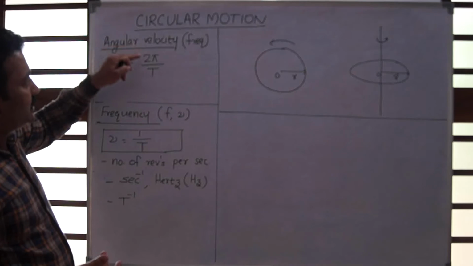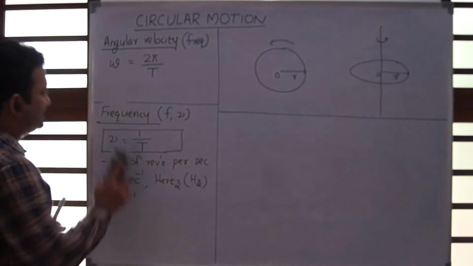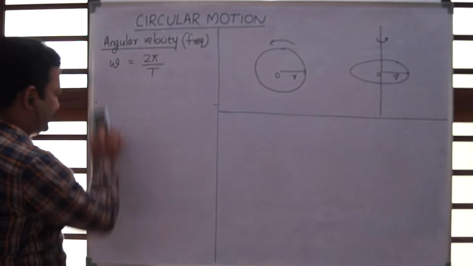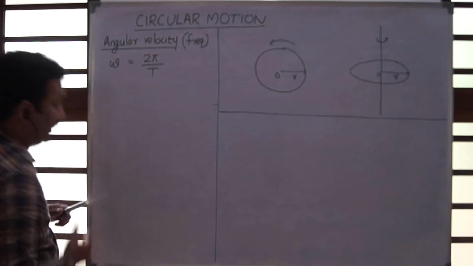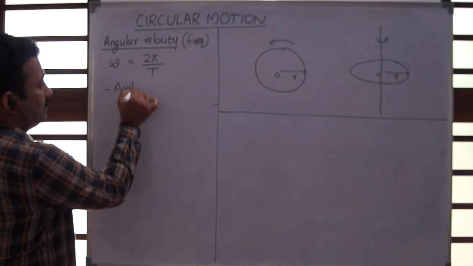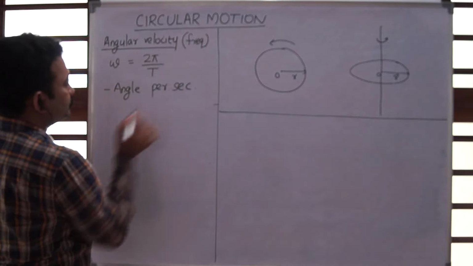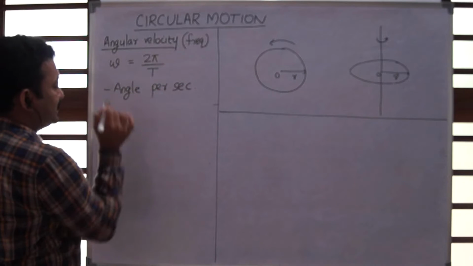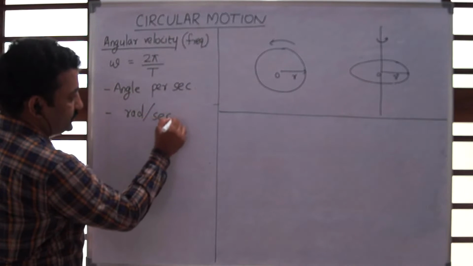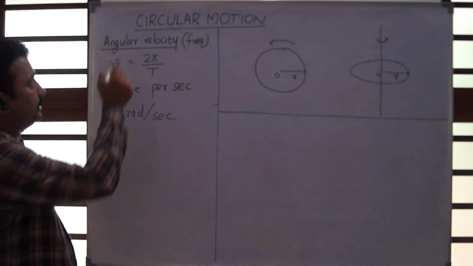Angular frequency is the angle covered in 1 second, that is the angular displacement per unit time. Angular displacement or angle covered by the particle per second. The unit will be, as angle is represented in radians, radian per second. That is the way to represent which one?